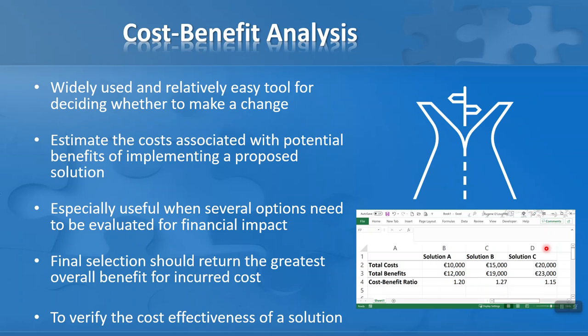When should we use it? Well, it's widely used and relatively easy to decide whether to make a change or to make a decision. So we estimate the costs associated with the potential benefits of implementing a proposed solution or solutions. It's very useful when several options need to be evaluated from a financial impact. And as I say, there will be other reasons for making decisions, but this is purely from a financial point of view. The final selection should return the greatest overall benefit for the incurred cost, and often this can also be used to verify the cost effectiveness of a solution after it has been implemented. So it's a financial decision-making tool.